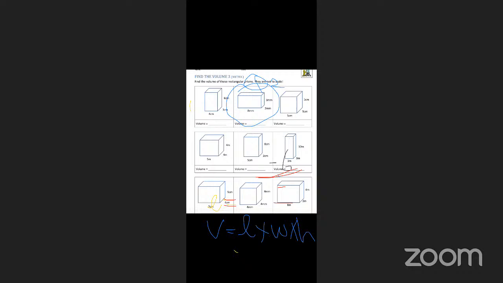Okay, good, very good, Haika. 5 times 5 is 25, and times another 5 is 125. Good.